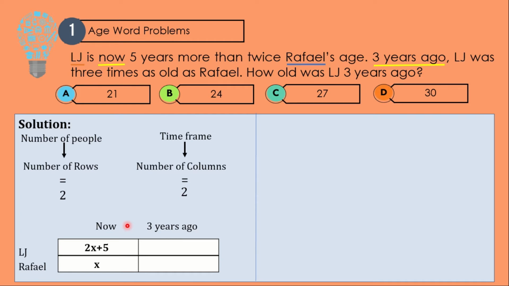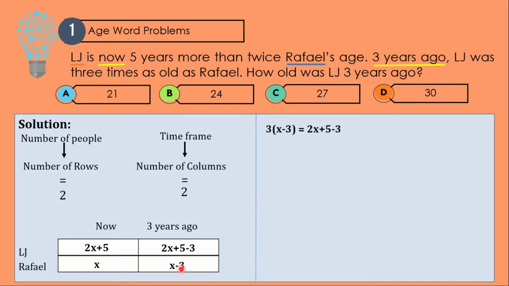Now let's fill in the second column. Time frame could be further classified into past, present, and future. If it's in the past, we have to subtract, and if it's in the future, we have to add. In this problem, we are talking about their age 3 years ago. Therefore, we have to subtract both expressions by 3. And 3 years ago, LJ was 3 times as old as Rafael. To satisfy this statement, we have to multiply Rafael's age 3 years ago by 3.